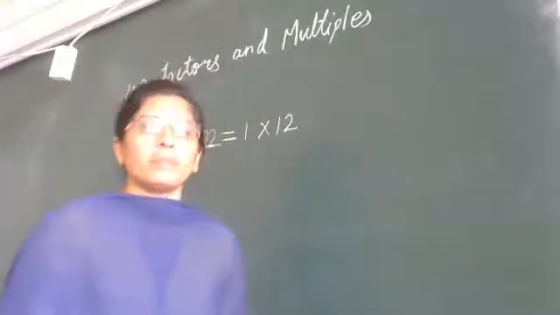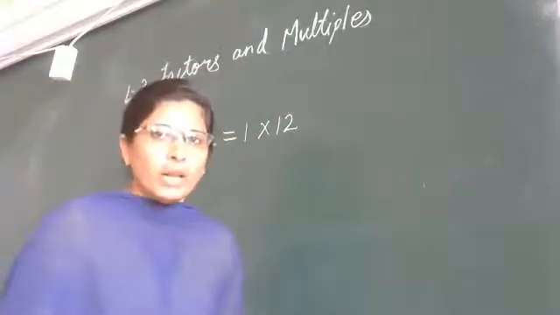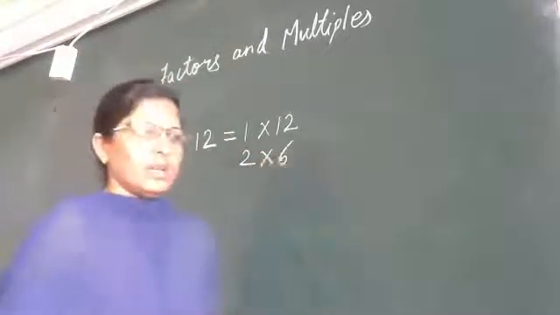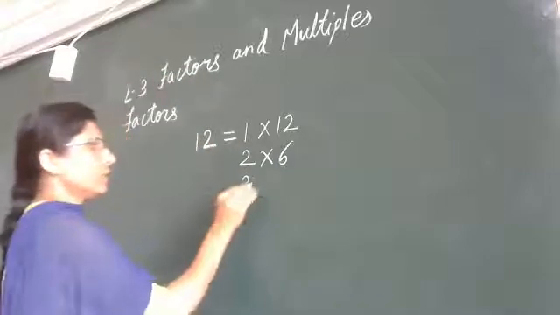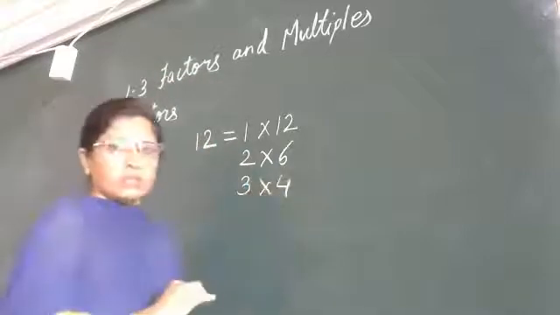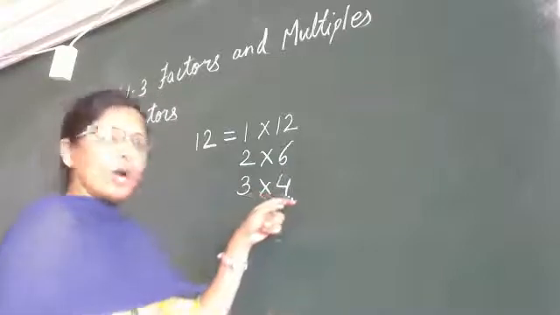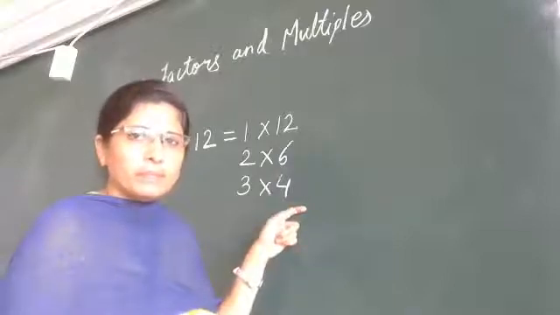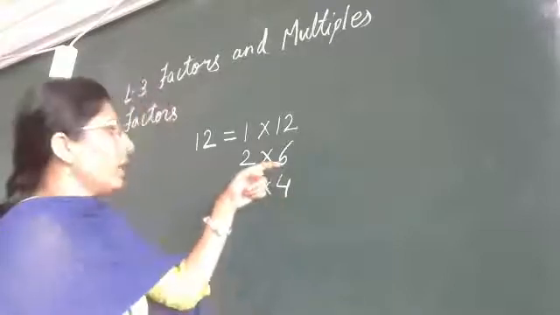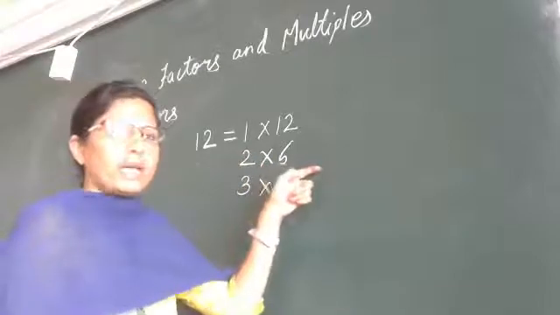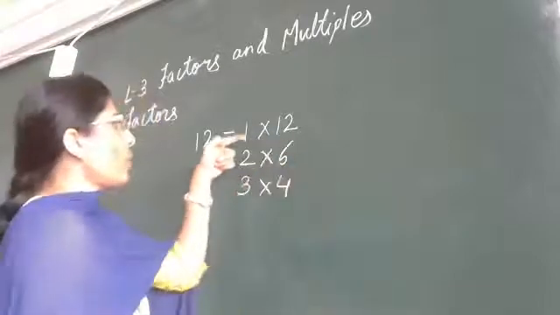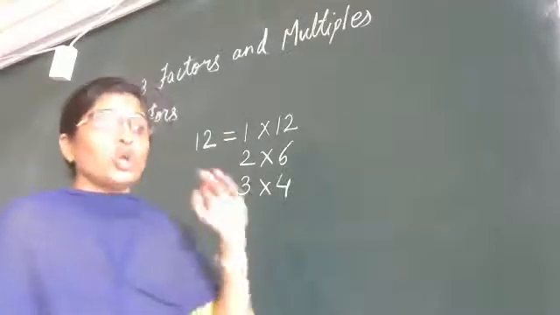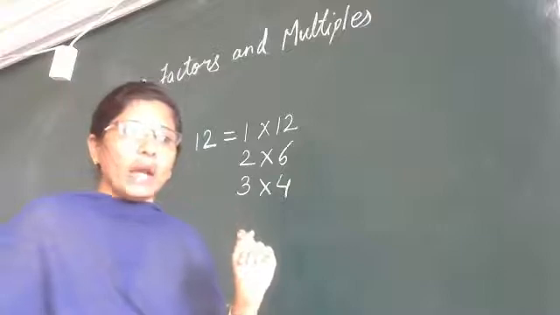In two table it comes? Two sixes, 2 into 6. Three table? Three fours. Again, four table comes. So 4 3s and 3 4s are same. Okay, 6 2s and 2 6s are same. Like that, 12 1s and 1 12s are same. Okay, so listen carefully now.